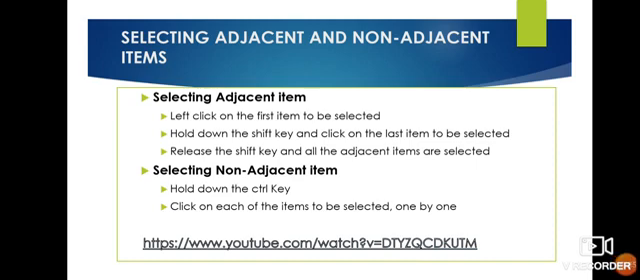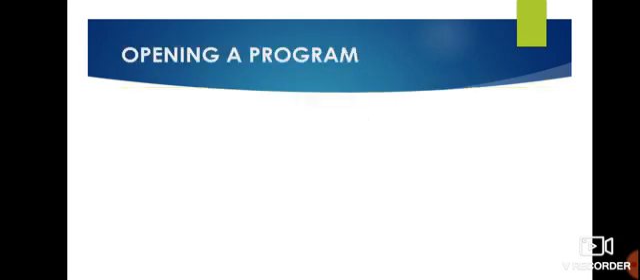So we have seen in the video how we can select adjacent and non-adjacent items from both the input devices, that is keyboard and mouse. Now you will get a clear idea of how we can select the items. Now next is opening a program.